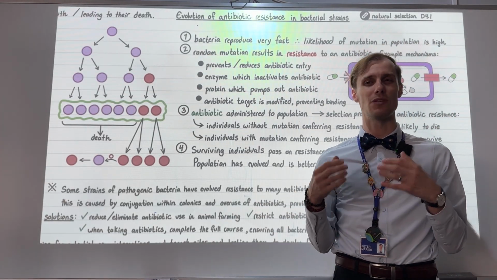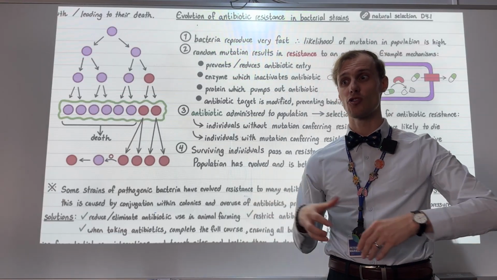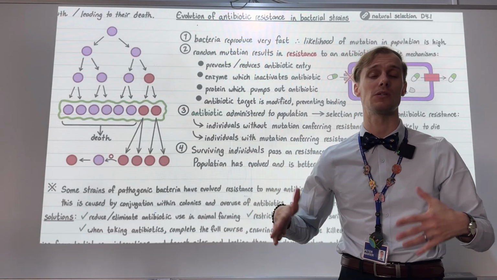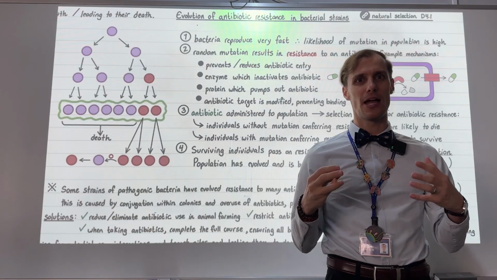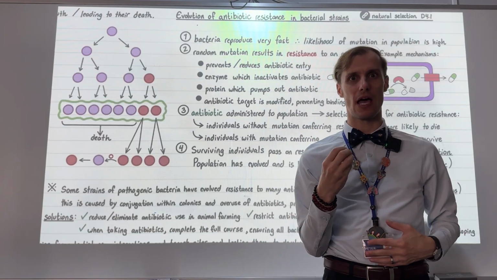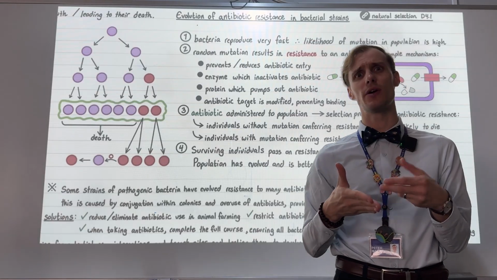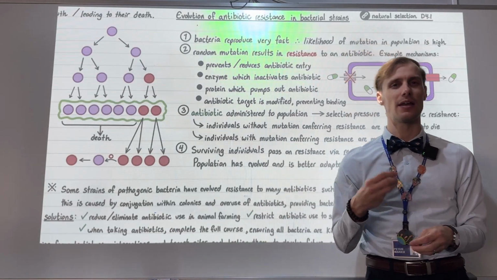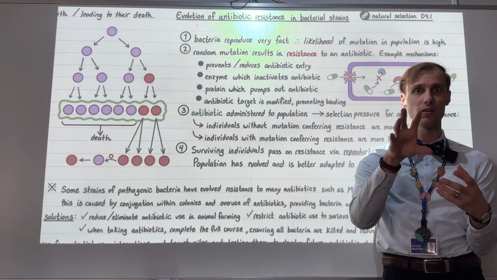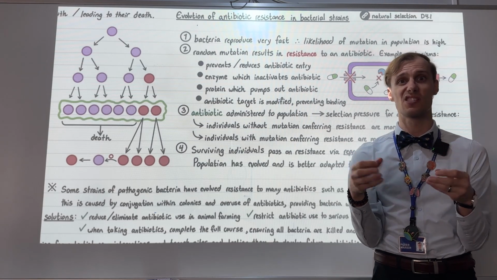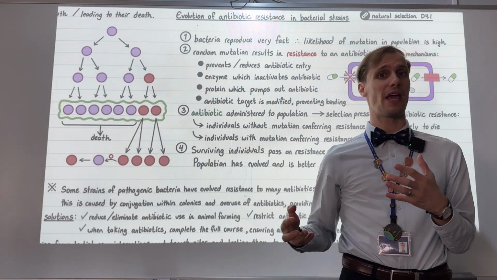Even though maybe their mutation rate is actually not that high, there's just so many of them that it becomes a numbers game. Now, let's imagine that a random mutation happens, and recall that a mutation is just a change in the base sequence of DNA. And let's imagine that this mutation is actually going to confer some degree of resistance to an antibiotic.